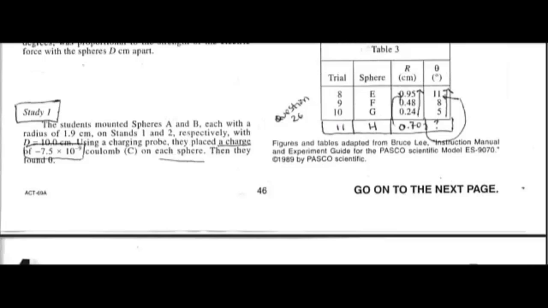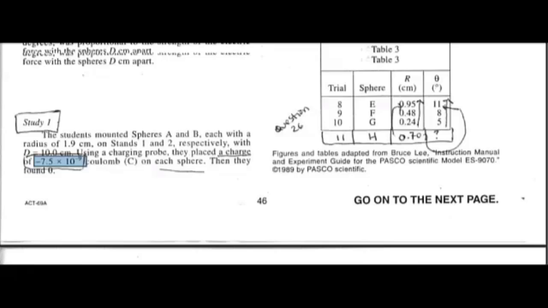We'll go back up here into Study 1, and in Study 1 it says sphere A and B, and it looks like we put a charge, and the charge is negative 7.5 times 10 to the negative 9th. Let's go ahead and take a look at Study 2. Sphere A and B, and there is a charge of negative 7.5 times 10 to the negative 9th. So Study 1 and 2 are the same.